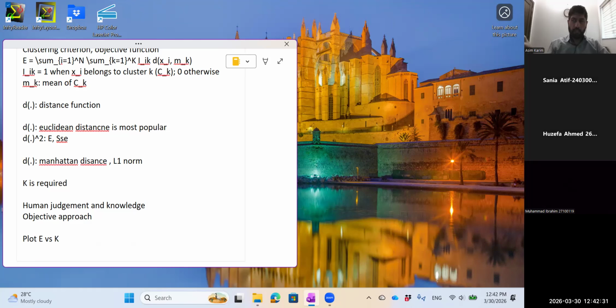So in general, if you increase K, E would decrease. Why? Because the more clusters you have, the smaller the clusters, and the error keeps decreasing. Because the average distance of each point from the cluster center would decrease. So in other words, if you increase K, E would monotonically decrease. Okay? And technically, if K becomes equal to N, E will become 0. Each object would become its own mean, or the object's distance with the mean would become 0.